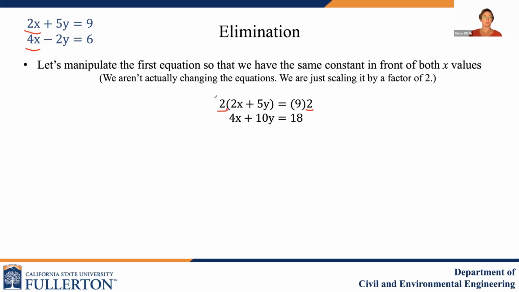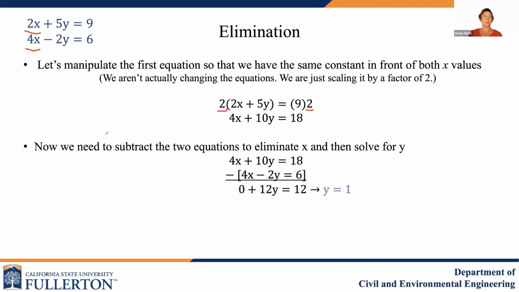It's really important that whenever I multiply the 2x by 2, I multiply everything else in the equation by 2 as well. So if I make a change to one side, I have to make the same change to the other to keep the relationship in the equation consistent. So I multiply everything by 2, and I find that my new expression is 4x plus 10y is equal to 18. Now I'm going to subtract these two equations just like I would subtract two numbers, 12 minus 9.